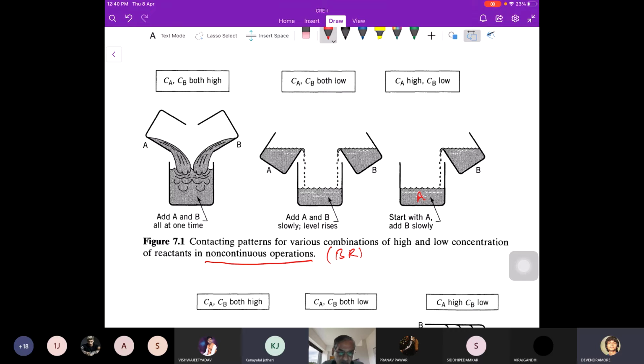सर फिर ये सेमी बैच हो गया ना? क्या बोल रहे हैं? सेमी बैच रिएक्टर हो गया ना फिर? Yeah, it's kind of semi batch only, yeah, but non-continuous. It's a semi batch, yeah. This is batch. दोनों साथ में डंप कर दिया, ये बैच रिएक्टर हो गया, ये सेमी बैच हो गया. This is your batch reactor.